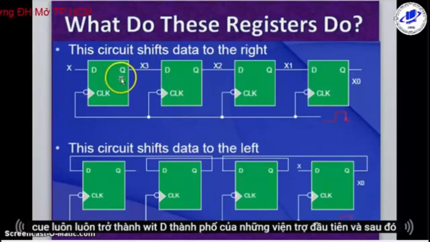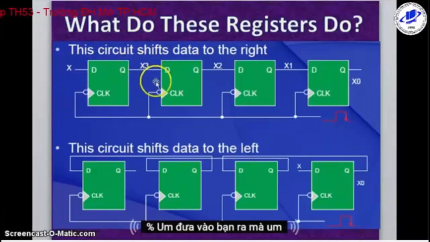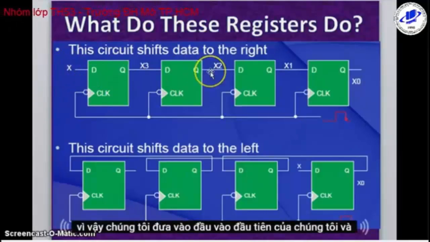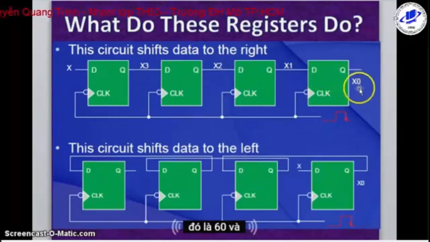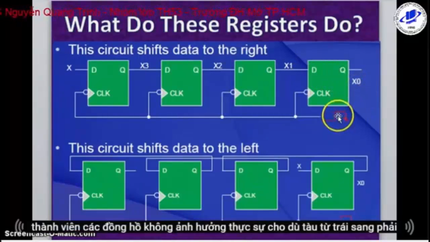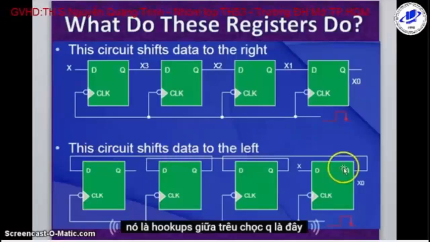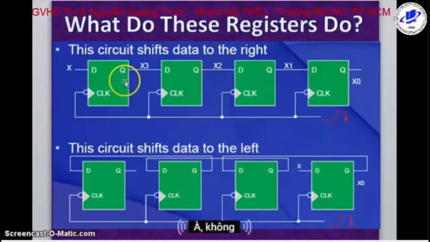It's just Q will always become what D is. So D is the first state, and then you input it, and then Q outputs that. So we put in our first input there, and now we have the most significant bit to the least significant bit, which is x0. Remember, the clock does not really affect whether it shifts from left to right. It is the hookups between the D's and the Q's here.